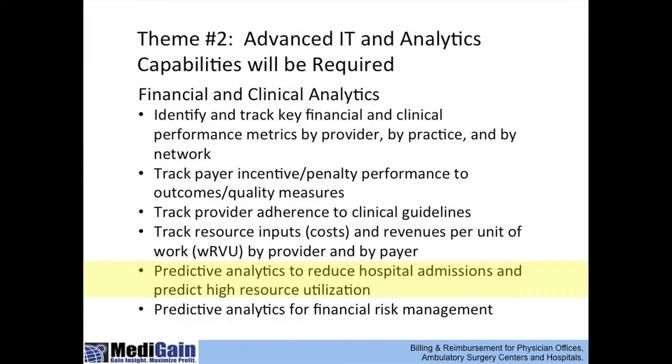Predictive analytics are very important on both the clinical side as well as on the financial side. On the clinical side, when we know the risk stratification of our patient population, can we predict who's at the highest risk for readmission to the hospital? Who's at high risk for high resource utilization? What are some of the things that we can do to aggressively manage that proactively up front to prevent them from having that acute asthma exacerbation or whatever it might be?